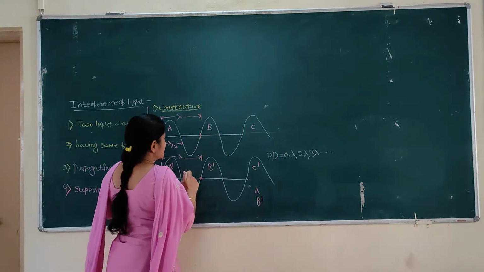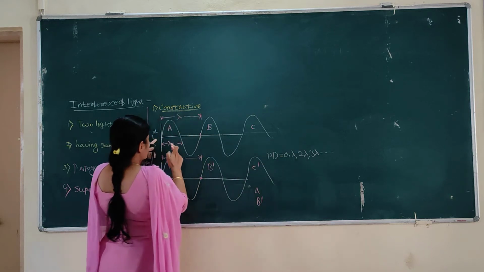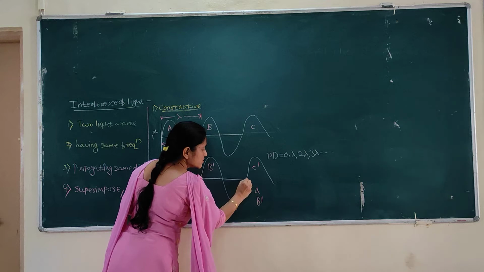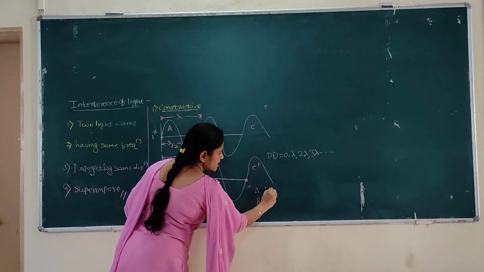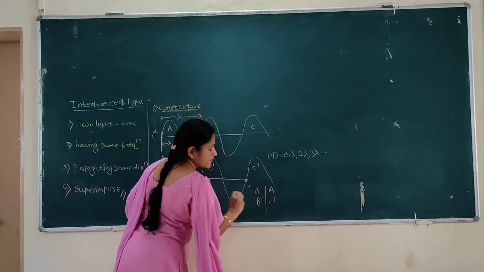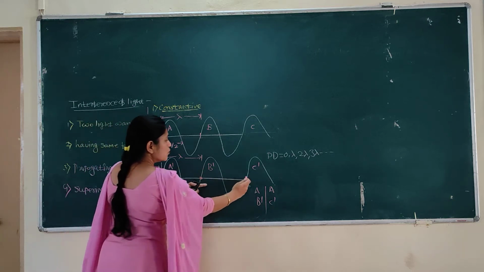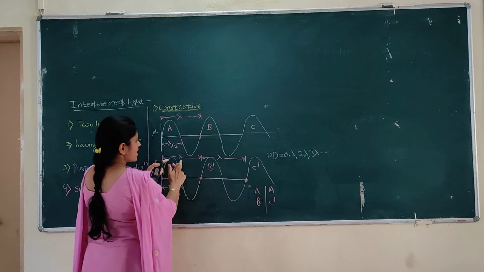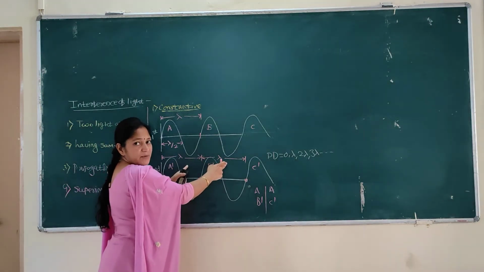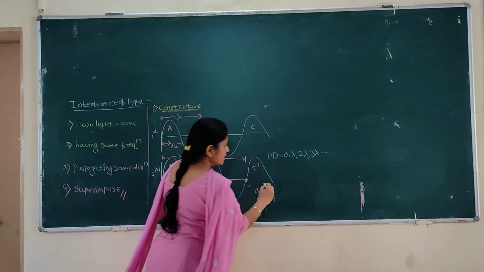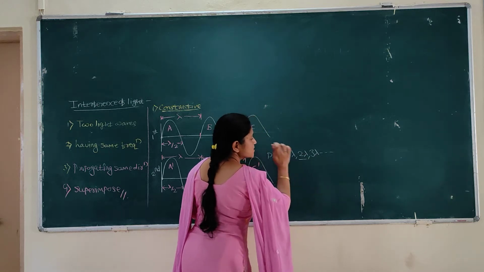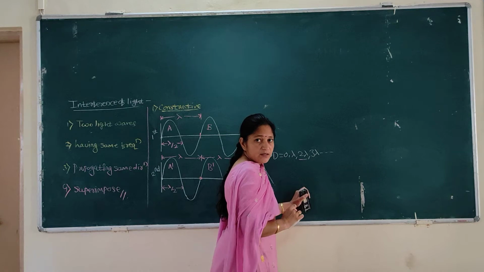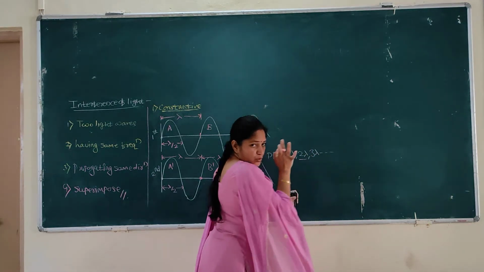Next, 2 lambda path difference means what? The first wave starts from this point but the second wave starts from this point. So the situation is like this, A, C dash. Up to here the distance is, this is lambda, this is lambda. So lambda plus lambda is nothing but 2 lambda, and therefore the path difference is 2 lambda. So like this, and so on.